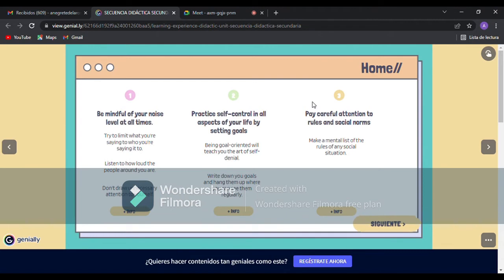Number 3. Pay careful attention to rules and social norms. Make a mental list of the rules in many social situations. Remember, the freedom to behave will be important in our effort to belong to a group of established norms.